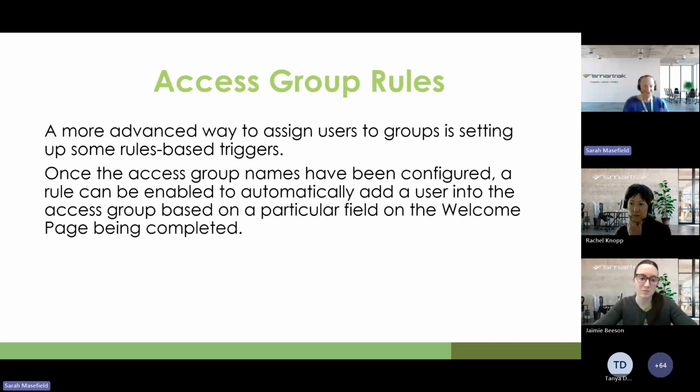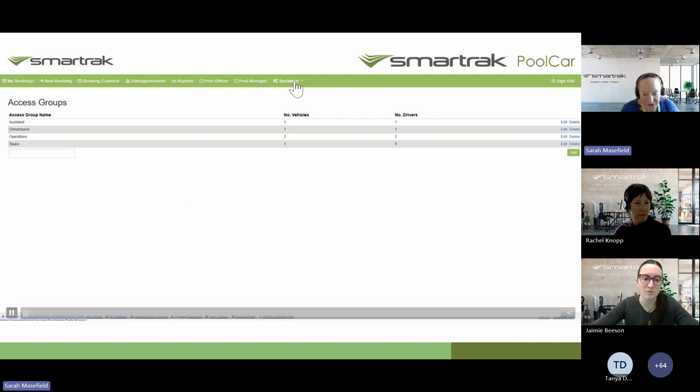The most advanced way to assign users to groups is setting up some rule-based triggers. These are the access group rules. Once the access group names have been configured, the rule can be enabled to automatically add a user into the access group. I've got a little video here on that whole process.